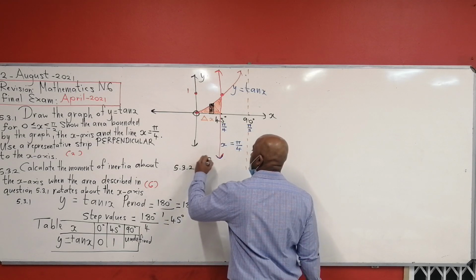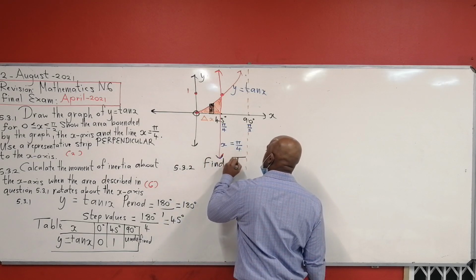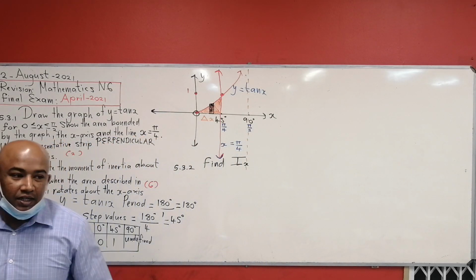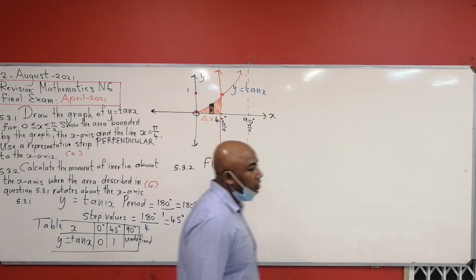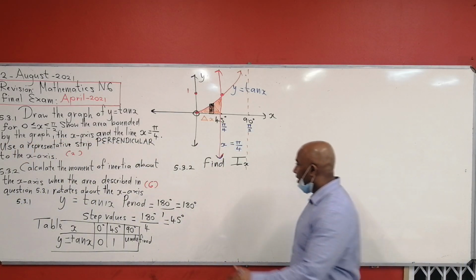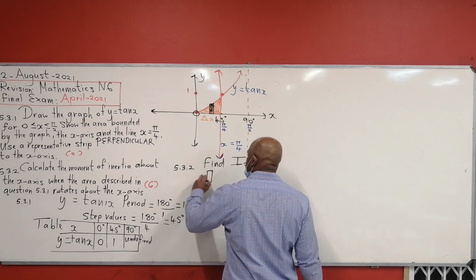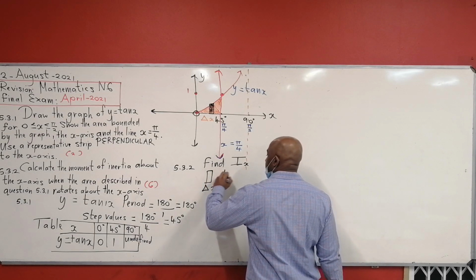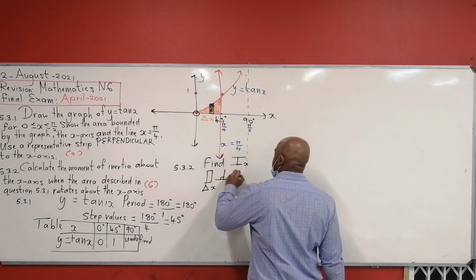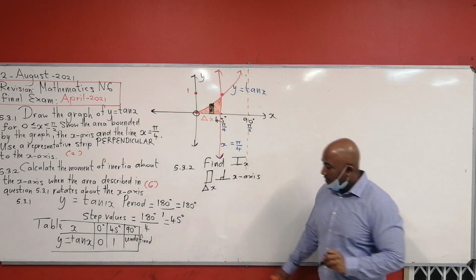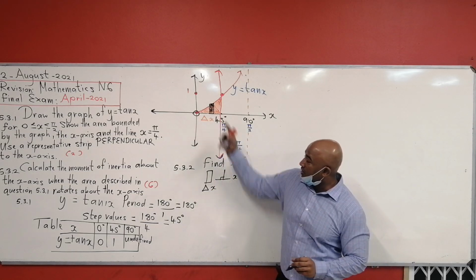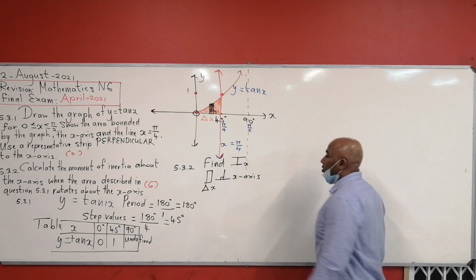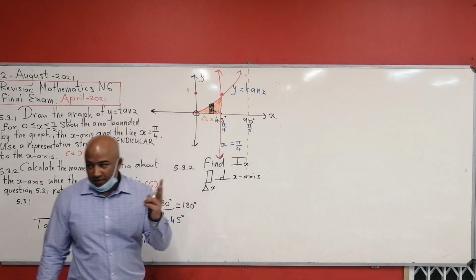Okay, so we will find Ix. That's what we are doing, the moment of inertia about the x-axis. Now, what do we know? We know that our representative rectangle, with a breadth of delta x, is perpendicular to the x-axis. You can see it's perpendicular to the x-axis. So therefore, 2 things now.